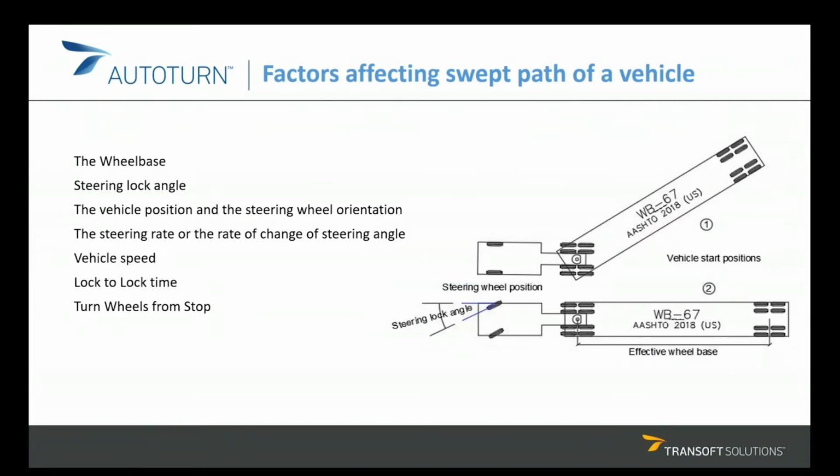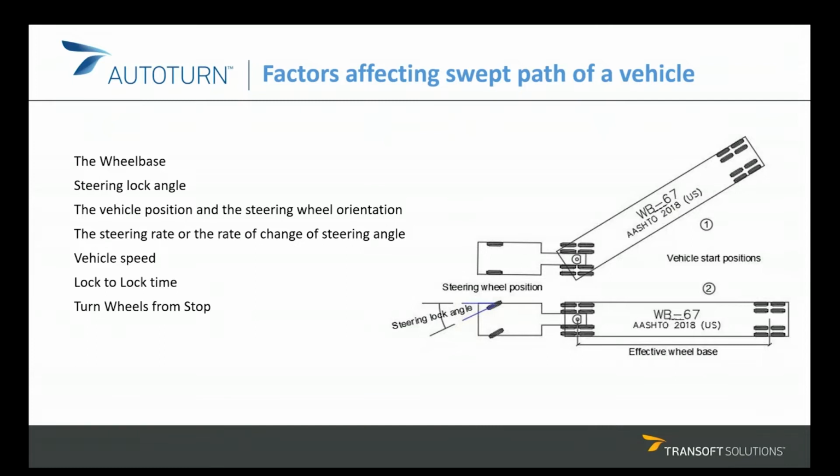What are the factors affecting swept path? So for all vehicles in general, the factors affecting swept path are the wheelbase, which is the distance between the center of the front and the rear axle group. So usually the longer the wheelbase, the wider will be the swept path. Next will be the steering lock angle. This is defined as the angle between the vehicle and the direction of the steered wheel. So the larger steering angle causes tighter turns and hence wider swept paths.